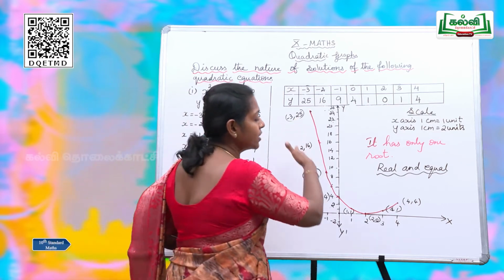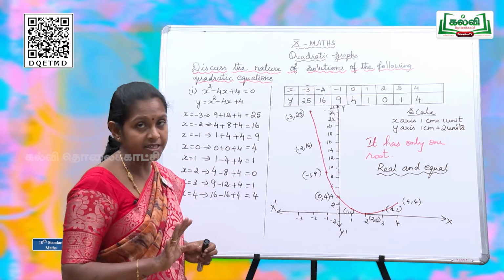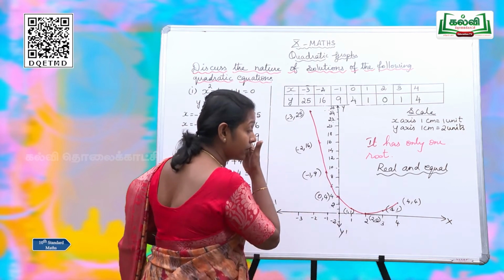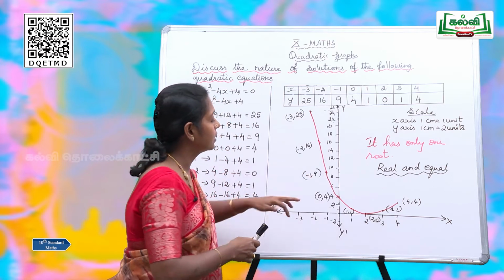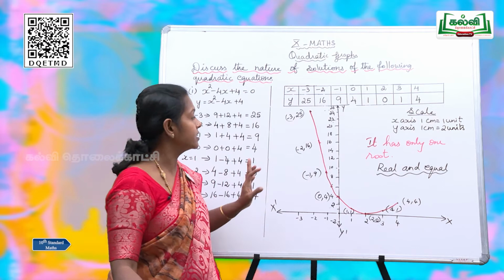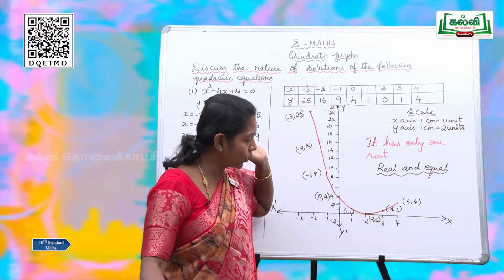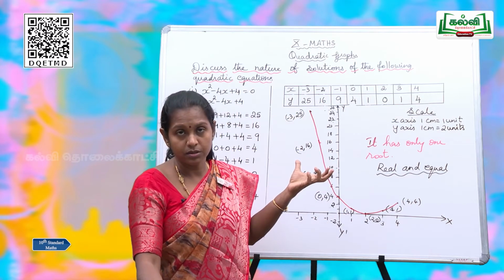Okay. Is this enough for you? You want to apply more points? It is enough. Why? Because the curve is an exact curve, and it intersects at some point on the x-axis. So, it is enough. Okay. Right. As we discussed earlier, from these plotted points, from this graph, what is the nature of roots?